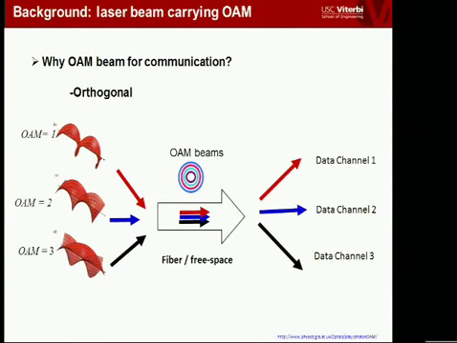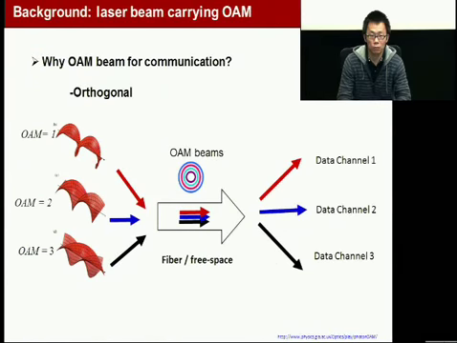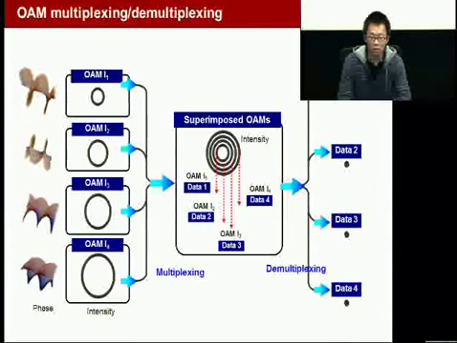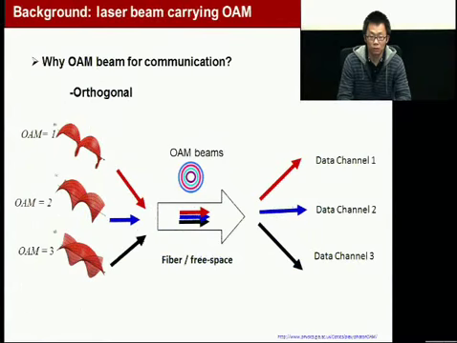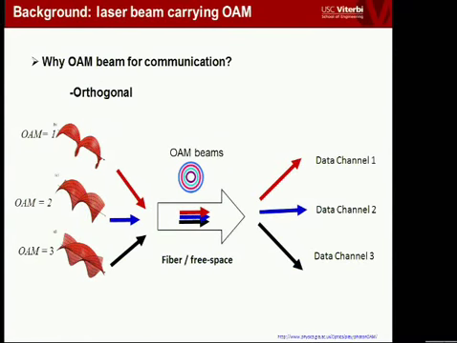So now the question is, why do we need OAM beams for communication? The major reason is that different OAM beams are orthogonal to each other. So in other words, if we combine them together as spatially collocated beams, we can still separate them from each other without losing any information. So the OAM beams provide us another degree of freedom to increase the capacity with the limited spectrum resource.